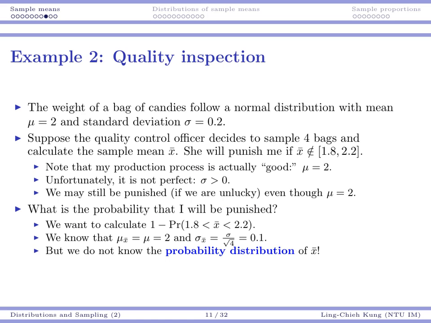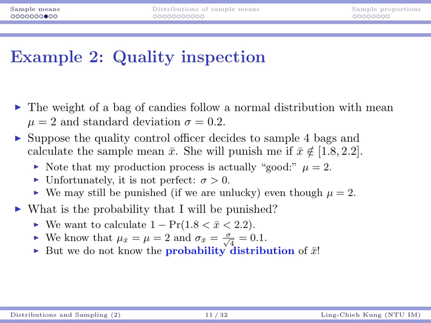So let's consider another example about our candy factory. The weight of a bag of candies, let's assume for a while that it follows the normal distribution with mean 2 and standard deviation 0.2. Let's assume this is true. Suppose in our factory there is a quality control officer. The quality control officer will sample 4 bags and calculate the sample mean x bar. The decision about whether my process is wrong will be made according to the sample mean. If the sample mean is not within 1.8 and 2.2, the officer will make a report and fire me or something. So I hope this sample mean will be within 1.8 and 2.2.